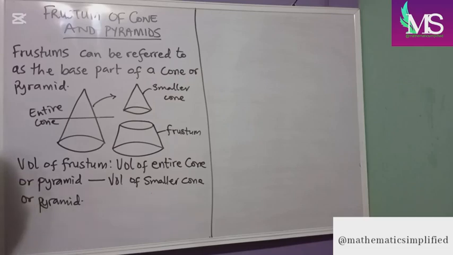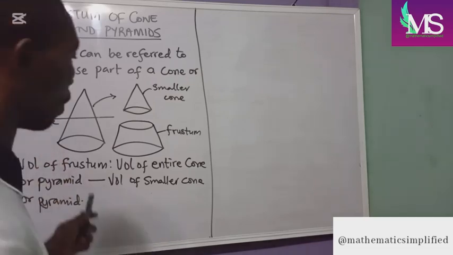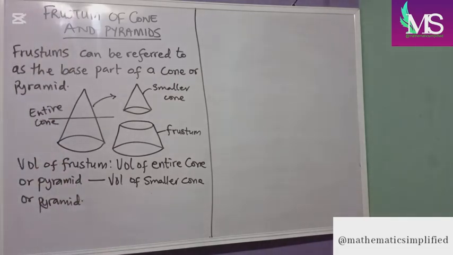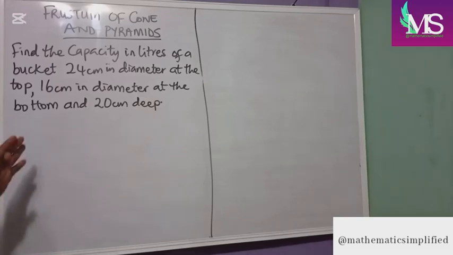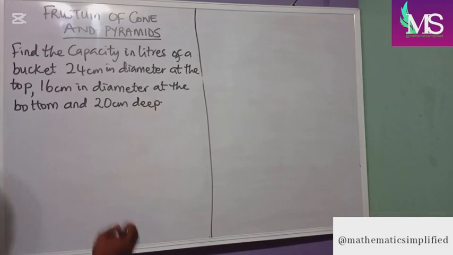Alright, now at this point, let's look at examples on this aspect. Example 1 says, find the capacity in liters of a bucket 24 cm in diameter at the top and 16 cm in diameter at the bottom and 20 cm deep. Now let's give a diagrammatic representation of this.